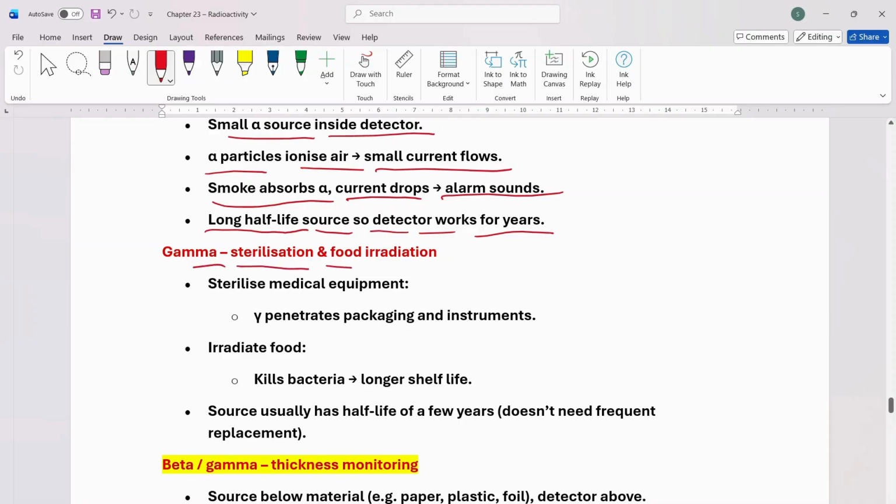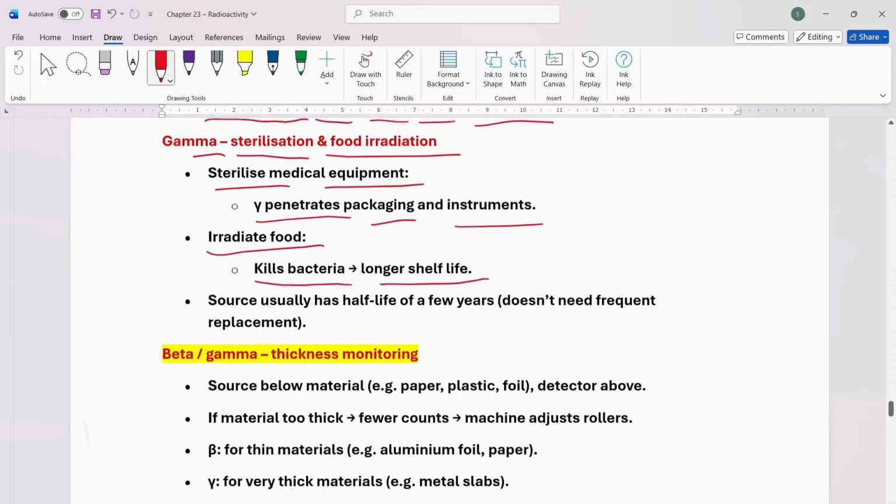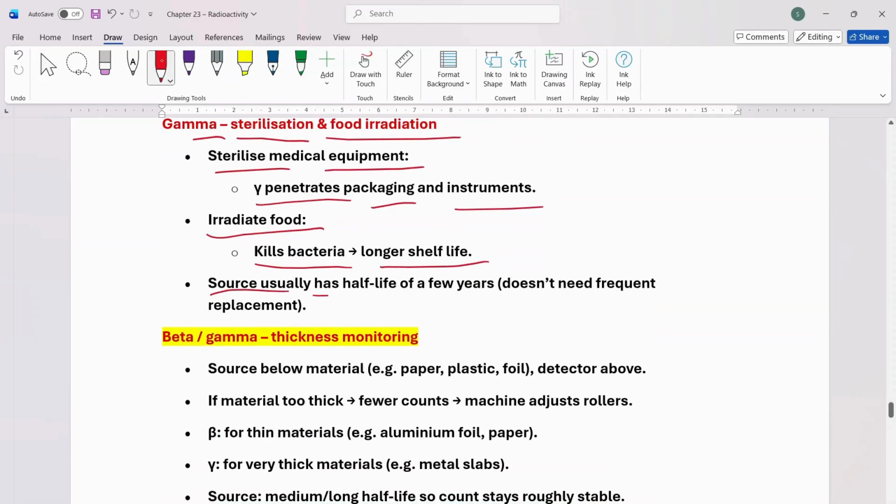Gamma, sterilization and food irradiation. Sterilize medical equipment, gamma penetrates packaging and instruments. Irradiate food, it kills bacteria, giving longer shelf life. The source usually has a half-life of a few years, so it does not need frequent replacement.